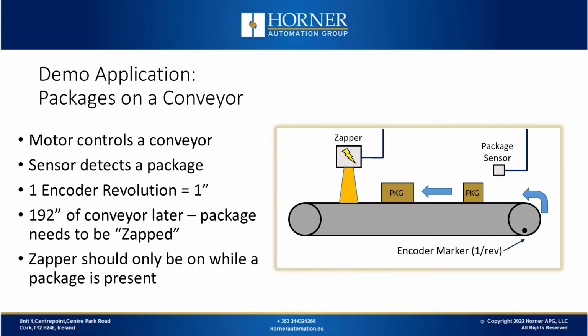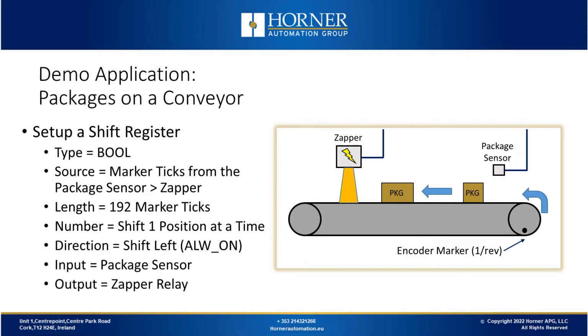And in our application, we are detecting when packages are present on the conveyor. So approximately 192 inches later, we need to turn on a zapper to zap any packages that are present. However, we don't want that zapper on when there are no packages present.